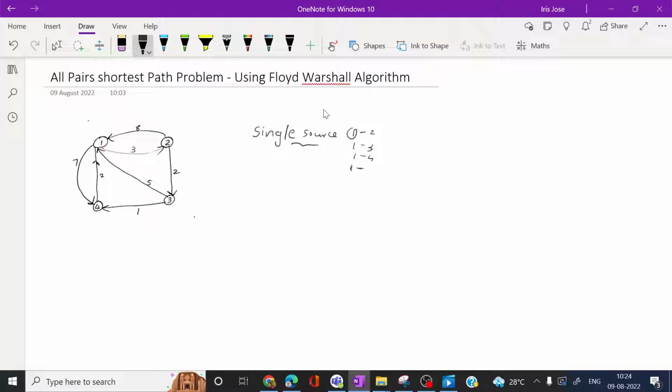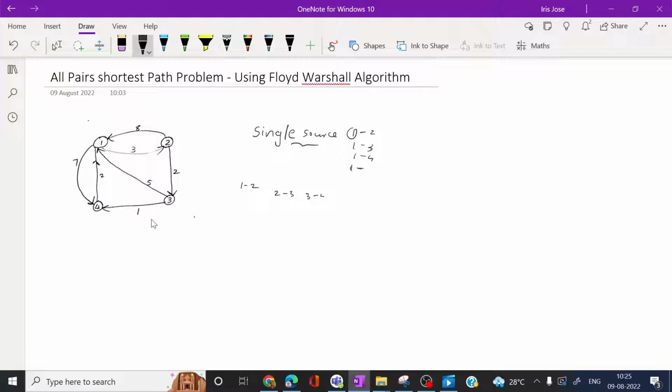Now we can see the Floyd-Warshall algorithm, which is used to find the shortest distance or minimum distance between any pair of vertices. For example, 1 to 2 is a pair of vertices, then 2 to 3, 3 to 4. So any pair of vertices. That is the all pairs shortest path problem. It will give the minimum distance between all the pairs of vertices in the graph. This can be obtained by running Dijkstra's algorithm for every node.